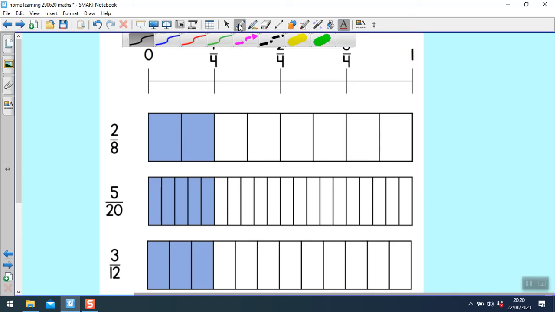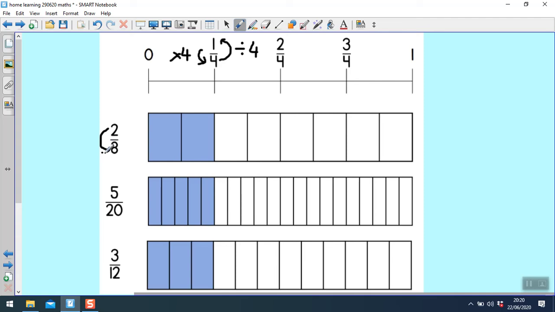Thinking about a pattern here, what do I multiply the 1 by to get 4? 1 multiplied by 4 gives you 4. What do I divide the 4 by to get 1? So 4 divided by 4 gives you 1. And you'll find that this happens for all of these because they're all equivalent to 1/4.